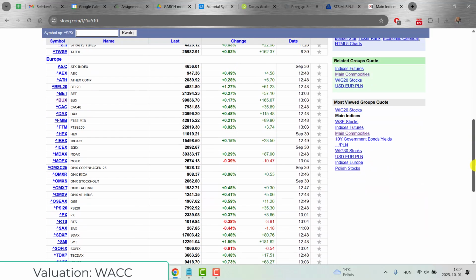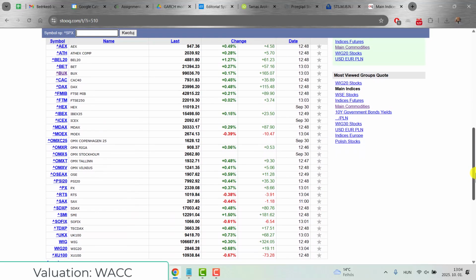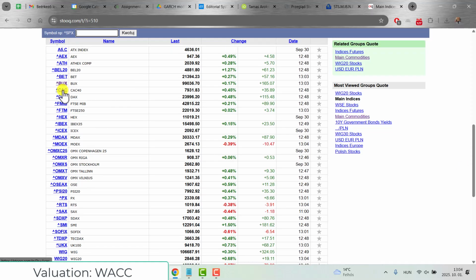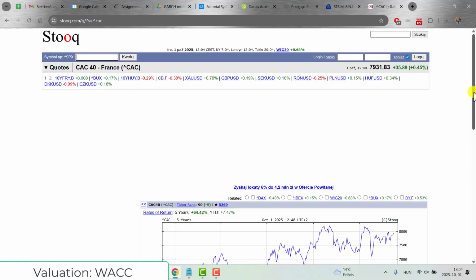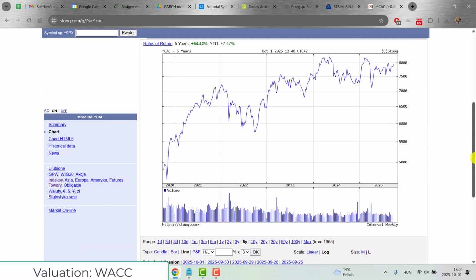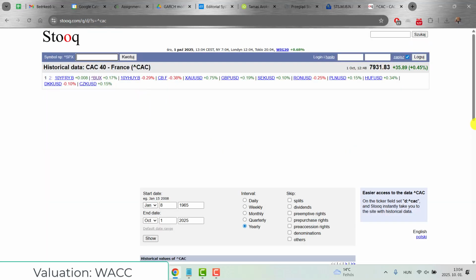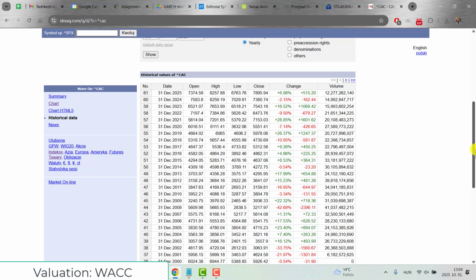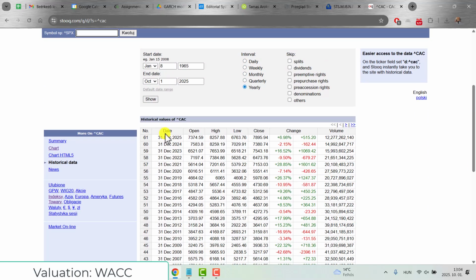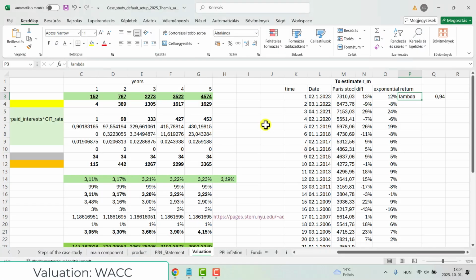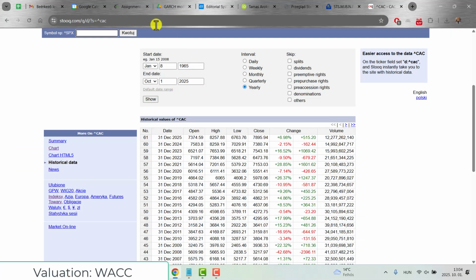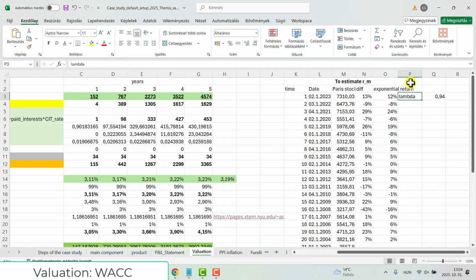Okay, so CAC 40 is the French market, and then we just have to pick historical data and annual data, it's already there. And now I'm also copying the URL here because it can be useful. The benefit of this is that we have to do it only once.